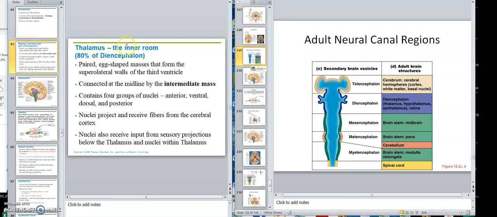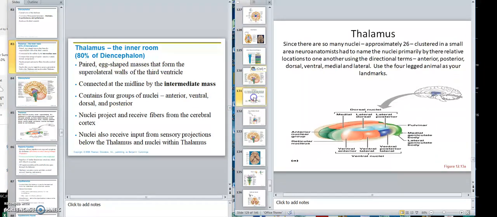The thalamus, also called the inner room because of where it's located, is 80% of the diencephalon. It's a pear or egg-shaped structure. See, here it is. It's kind of shaped like an egg in a way. Okay, egg-like structure.